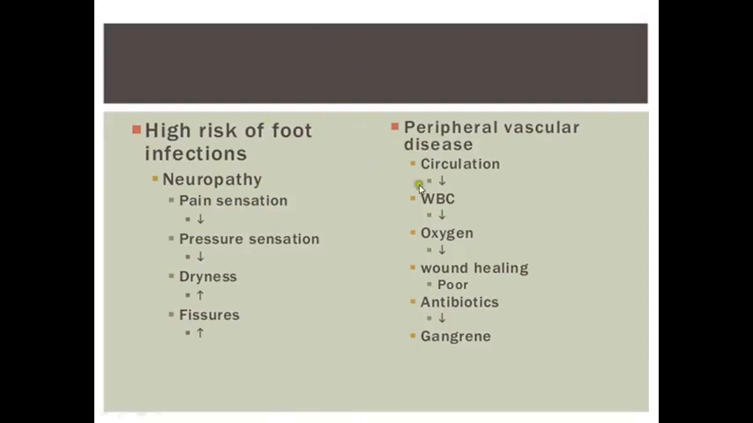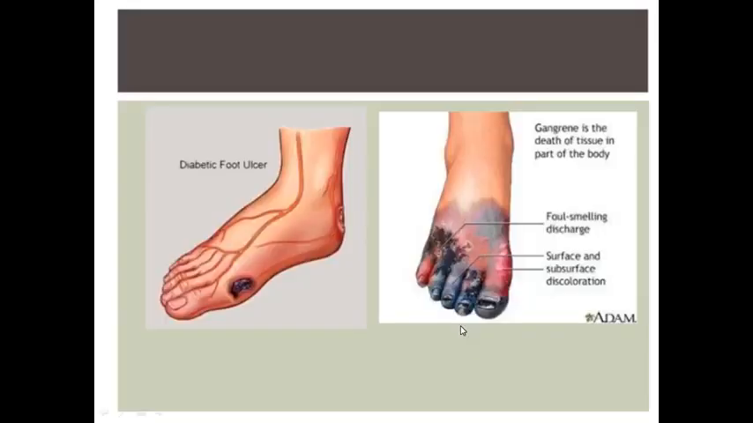Peripheral vascular disease, there's decreased circulation because of atherosclerosis, sluggish WBCs are there. Oxygenation is not taking place, which leads to poor wound healing, and you need to give antibiotics, but still, this leads to gangrene formation. So this is the diabetic foot ulcer. Theek hai, neuropathy hai idhar, and this is the gangrene.